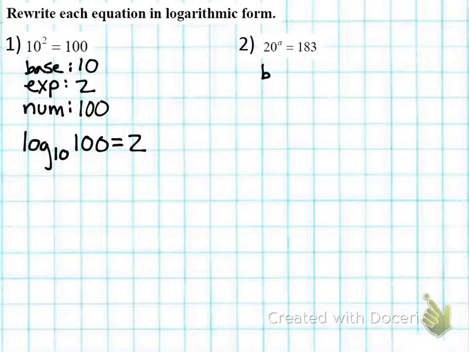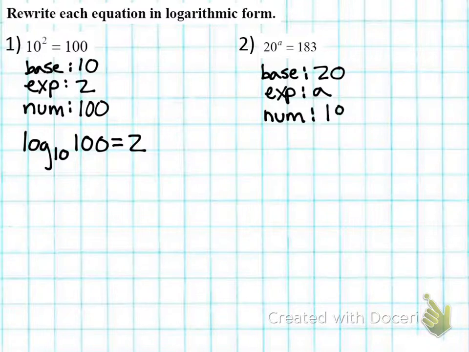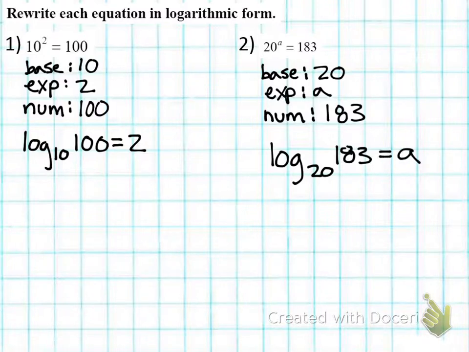Okay, and then moving on to number 2, I have the base is 20. The exponent is a, which is fine. We're totally allowed to have a variable in any one of these spots. It's not really a big deal. We're just following the kind of formula here, right? So then the number is 183. Okay, so I would say log base 20 of 183 equals a.